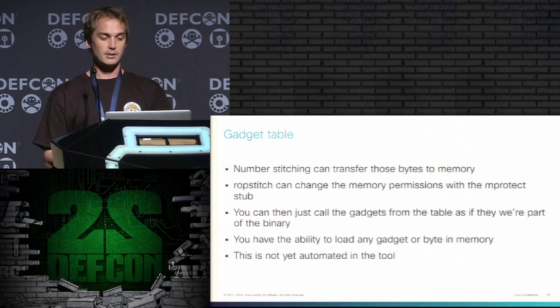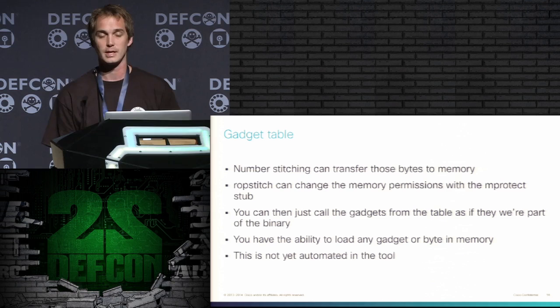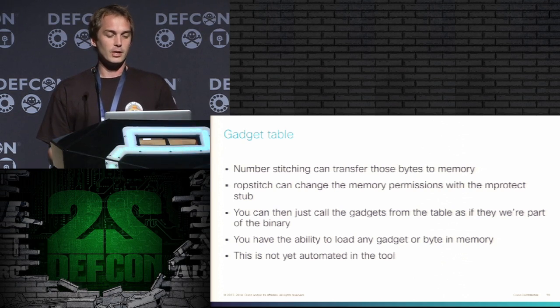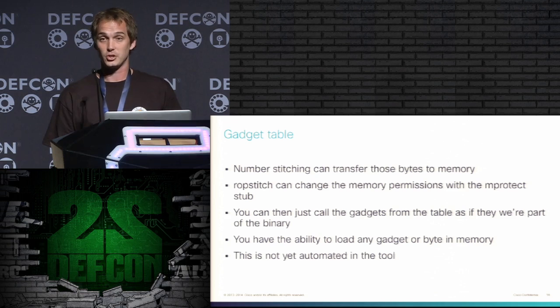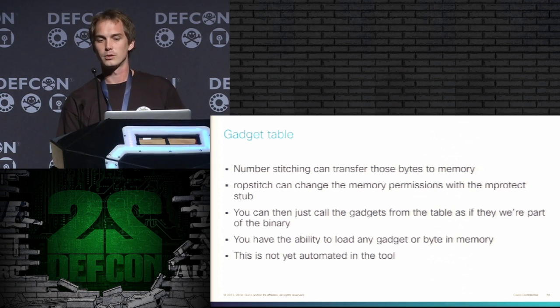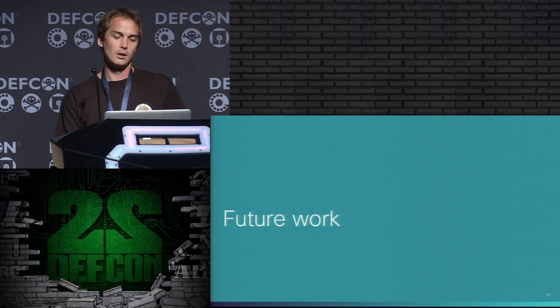And since the tool can change your memory permissions, it will work. Then you just call the gadgets from your table, or it doesn't necessarily have to be gadgets, it can just be bytes. You can add a bunch of bytes there and it increases the availability of your bytes. So you have the ability to load any gadget or byte in memory just using a bunch of memory addresses. I haven't automated that part in the tool yet. It's just on the side.